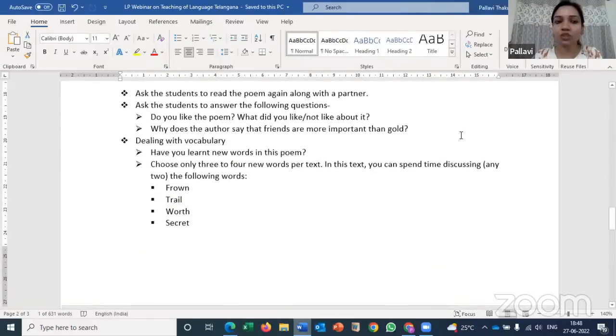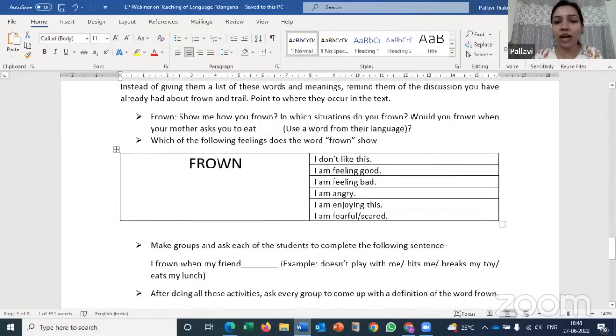So you point to the place where the word occurred in the text, and then you can do activities like this. You can ask students to show me how you frown. In which situations do you frown? Would you frown when your mother asks you to eat jackfruit? Or you can use any vegetable which children do not usually like, and you can use the name of that vegetable in their home language and say, do you frown when your mother cooks that for you? Some of them might say yes, some of them might say no.